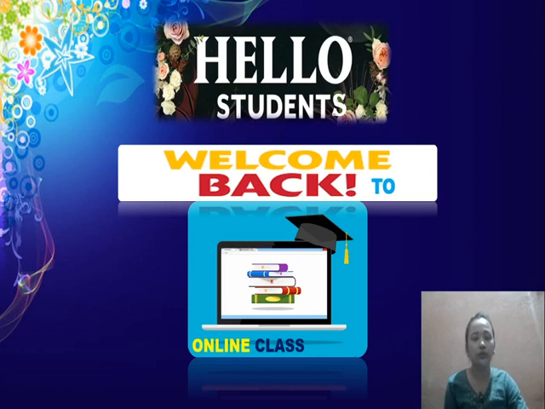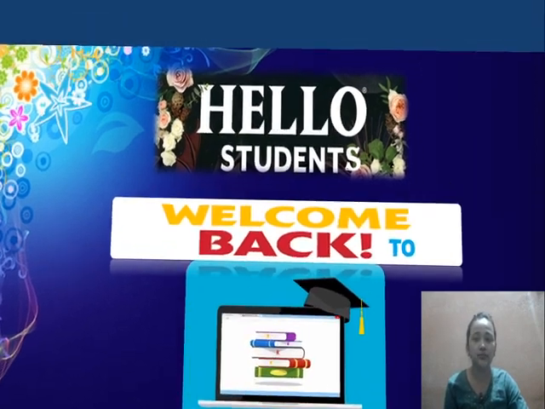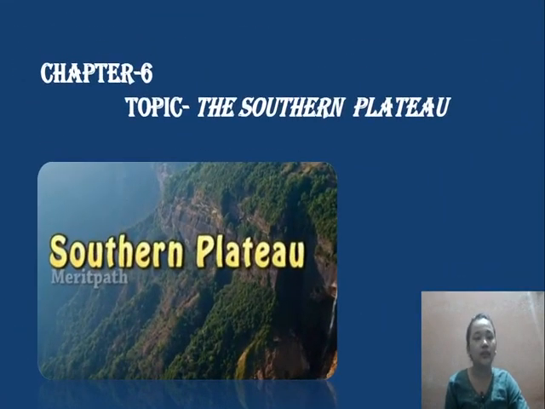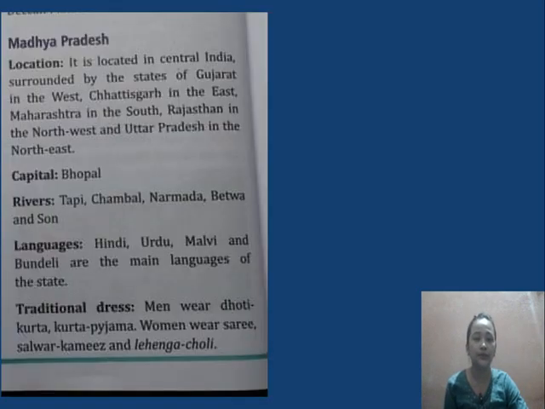So today we'll continue the chapter we were doing in the previous class. The chapter is chapter number 6, the Southern Plateau. Today in this class we'll cover Madhya Pradesh and Chhattisgarh. For reference, please take out your book, page number 54.